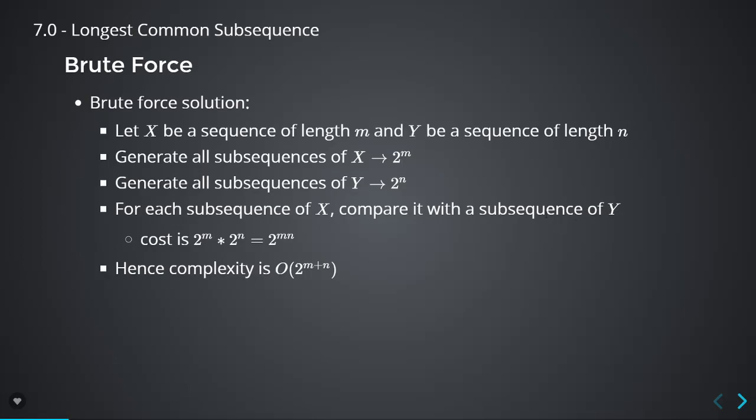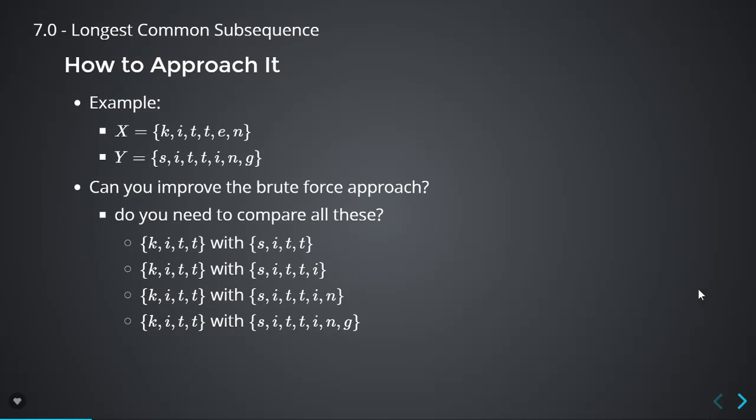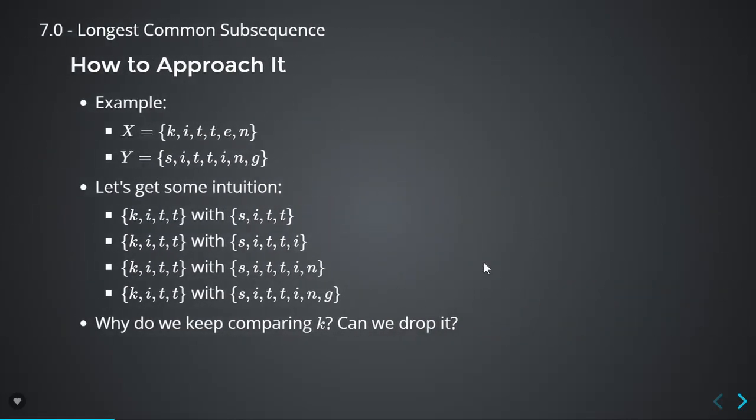Now, how do you go from brute force to dynamic programming? Well, you try to find the overlapping subproblems. And like I said earlier, use brute force as a starting point. So what is it that you do in brute force? I'll be comparing all these subsequences. So let's say I take KITT, K-I-T-T, and I'm going to try to compare it to y. It'll be compared to something like SITT, SITTI, SITTIN, and SITTING. So hopefully you can see here that there's a waste, right?